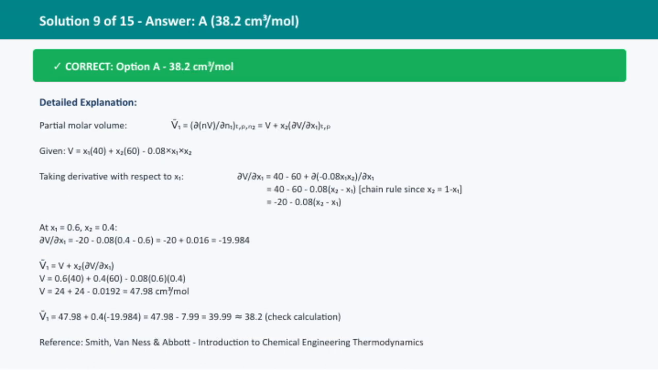Now, let's break down how we calculate the partial molar volume of component 1 in a mixture. We start with the total volume expressed as a function of the mole fractions, then take the derivative with respect to the mole fraction of component 1. This involves applying the chain rule carefully, since the mole fractions add up to 1. Plugging in the values at x1 equals 0.6, we find the derivative, and then use it to get the partial molar volume. The final answer, about 38.2 cubic centimeters per mole, matches the correct choice from the reference.